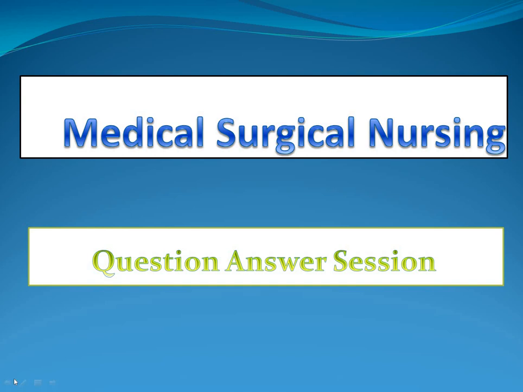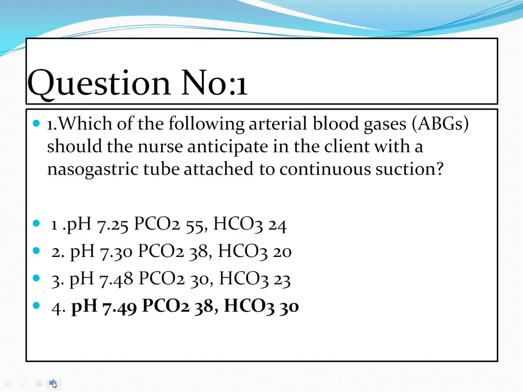Today's discussion is medical surgical nursing. Let's enter into question answer session. First question: which of the following arterial blood gases should the nurse anticipate in a client with a nasogastric tube attached to continuous suction?